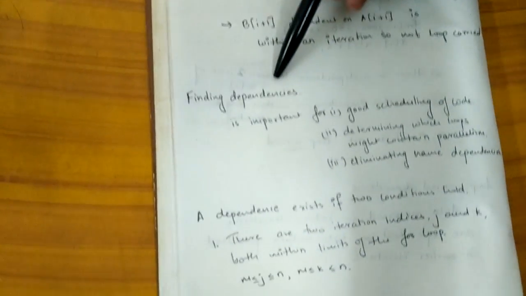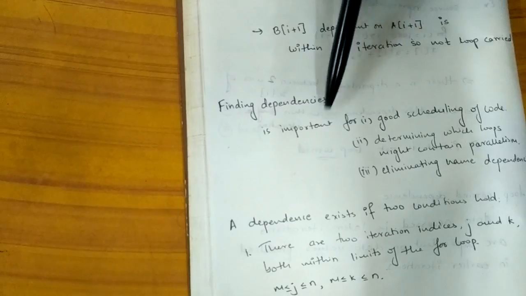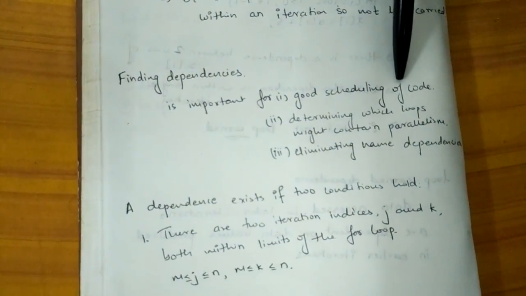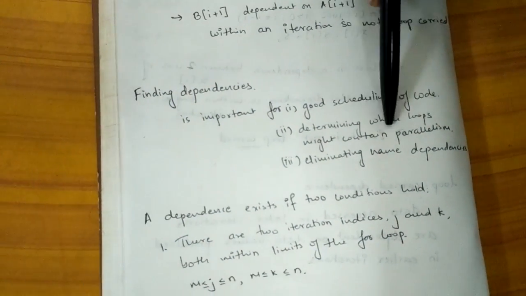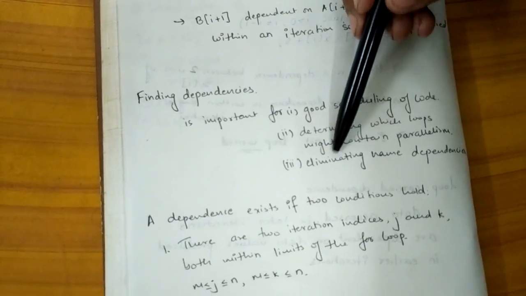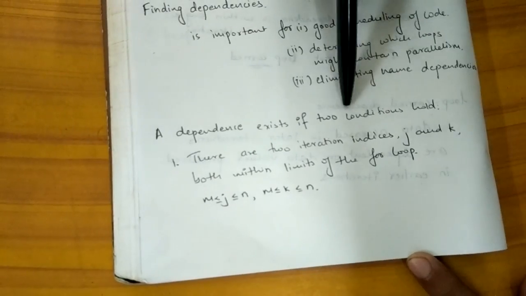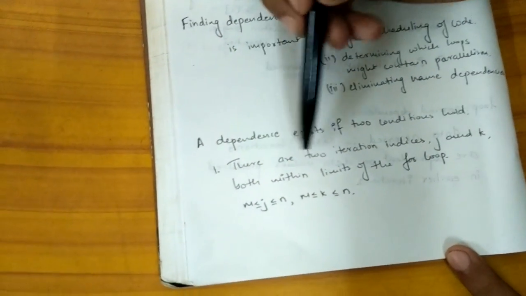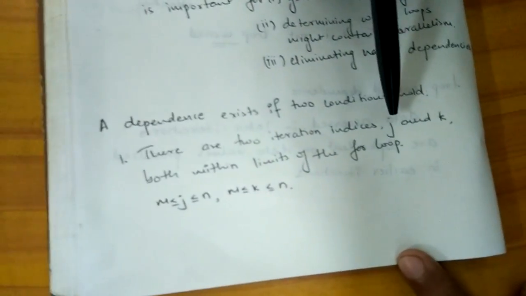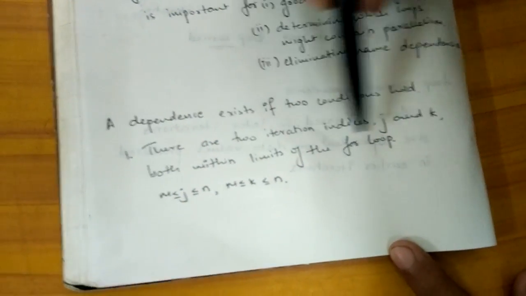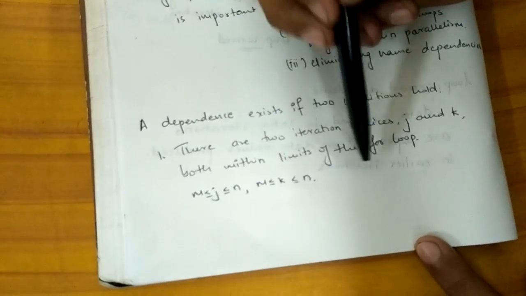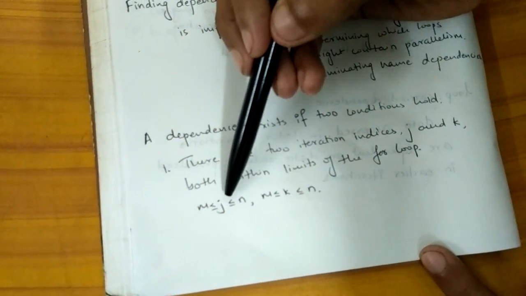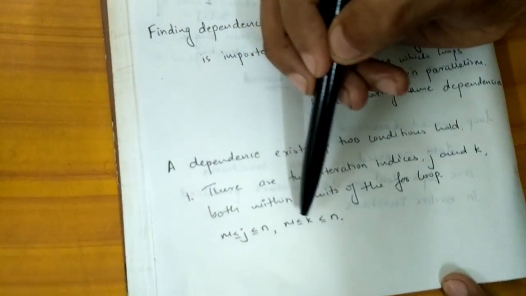Finding dependencies is important for good scheduling of code, determining which loops might contain parallelism, and eliminating name dependencies. A dependence exists if two conditions hold. There are two iteration indices j and k, both within the limits of the for loop: m is less than or equal to j is less than or equal to n, and m is less than or equal to k is less than or equal to n.